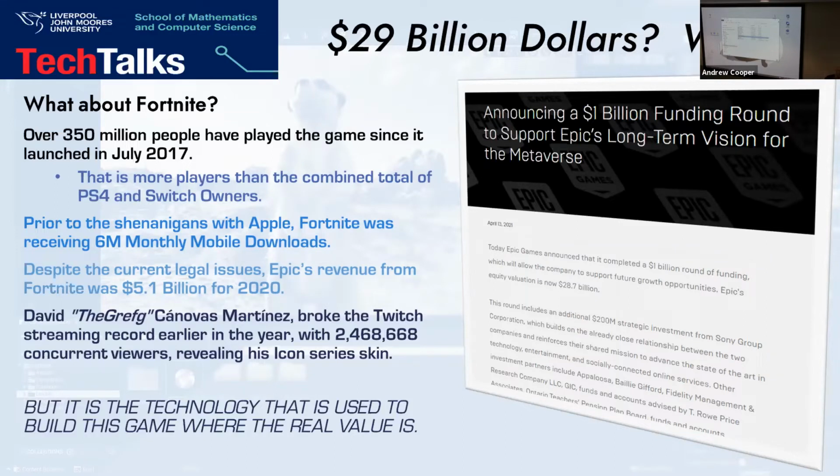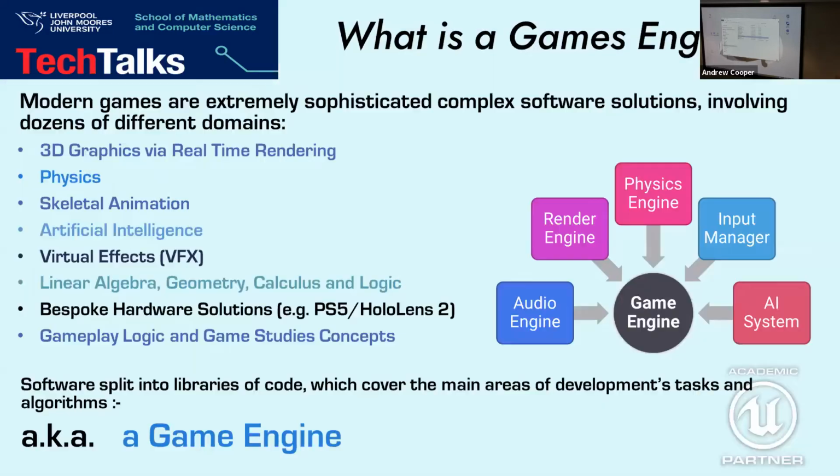Their revenue for last year was 5.1 billion. And a lot of that comes not just from the game itself, but from the actual engine technology. It's simply the fact that Unreal is so powerful and can be used in so many different contexts that it's allowed them to grow to this enormous size. So what actually goes into building a game engine like Unreal?